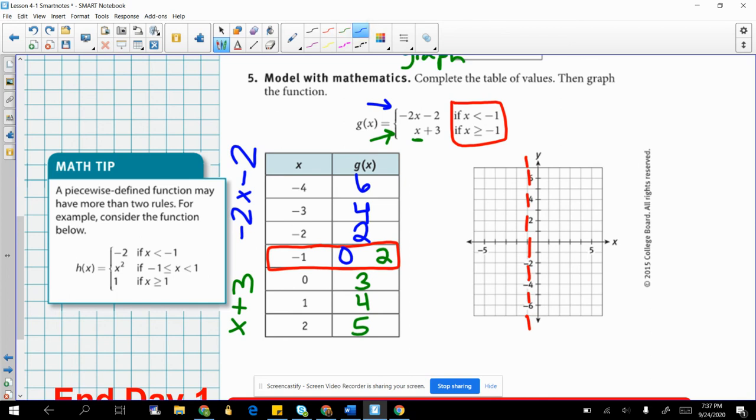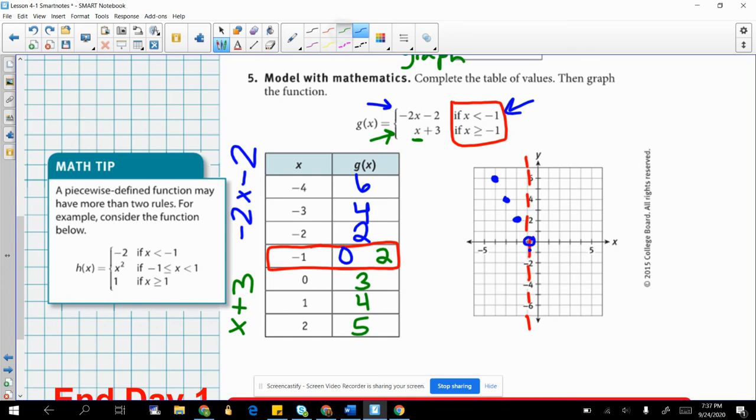So -4, +6, way up here. -3, +4. -2, 2. And then we have -1, 0. Now, should that be an open or closed circle if we're graphing this blue one? Okay, hopefully you answered open.